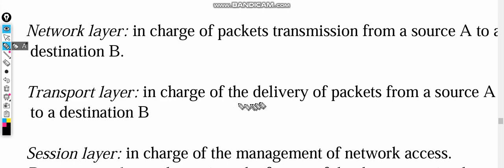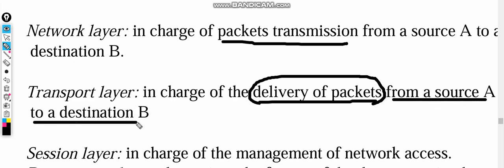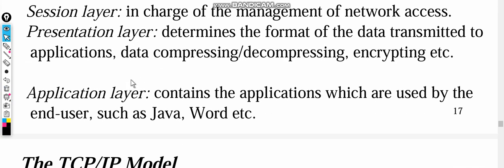Transport layer is in charge of the delivery of packets from a source A to a destination B. The transmission of packets is taken care of by the network layer, while the delivery of packets is taken care of by the transport layer from source A to destination B.